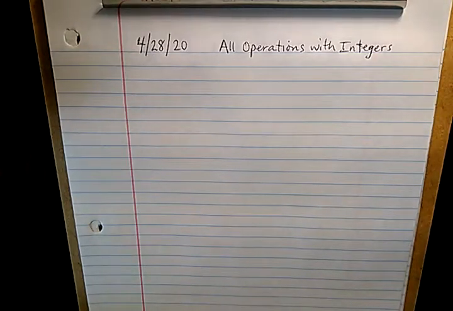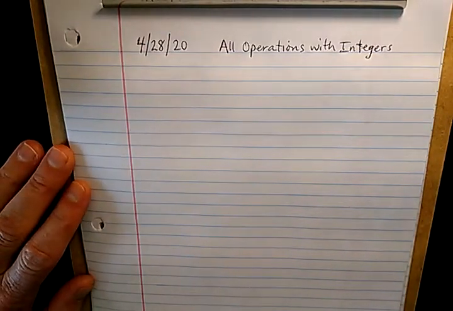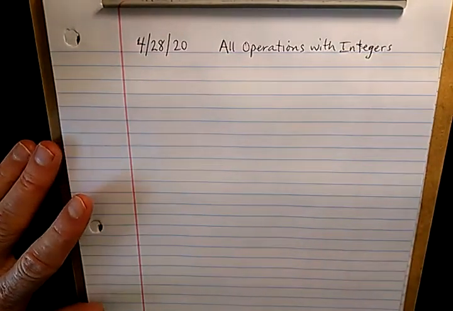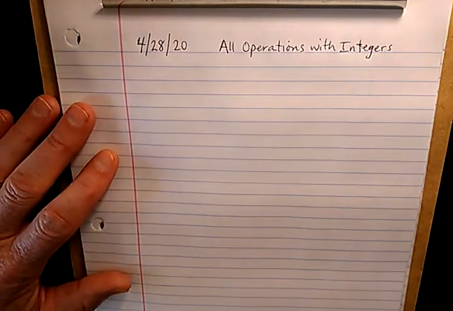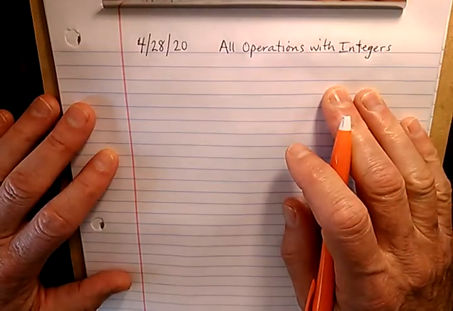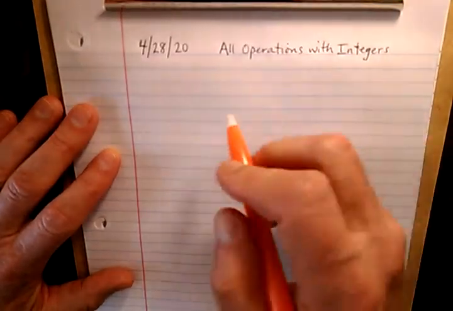Yesterday we focused on subtracting integers. Today we're going to use integers again with all operations, adding, subtracting, multiplying, and dividing. We're going to start with multiplying and dividing. Let's see if you can remember the rules that we learned about that.